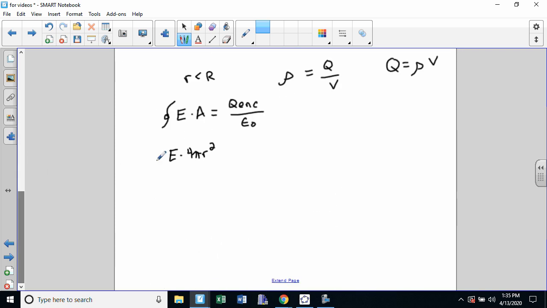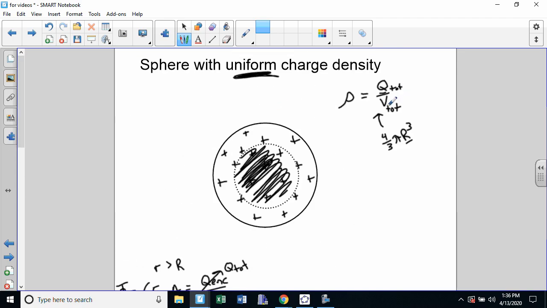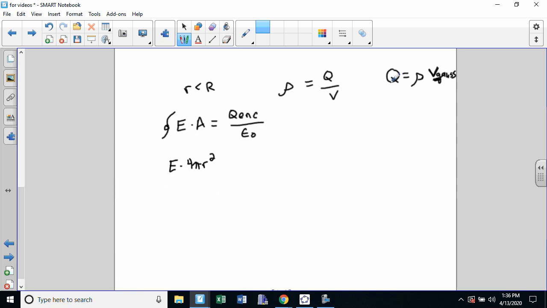Well, I'm only enclosing a portion of the sphere. So if I take the charge density times the volume of my Gaussian, not the entire volume, rho times the entire volume should give me all of the charge, total. But rho times my Gaussian volume should give me just the amount of charge that's inside of the Gaussian shape. So charge that's in the Gaussian shape is going to be rho times V Gaussian.